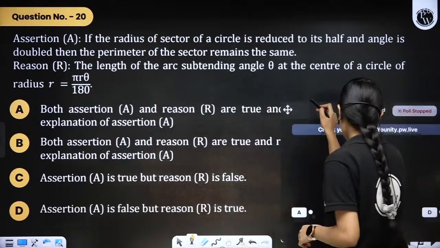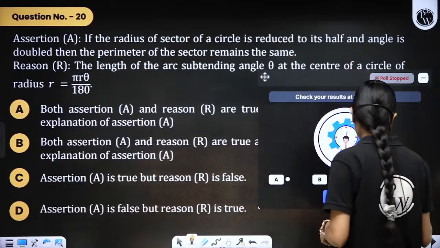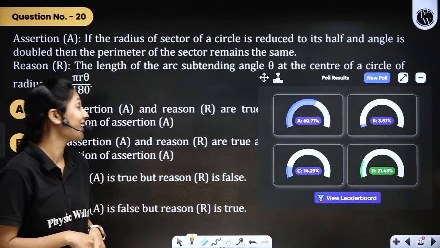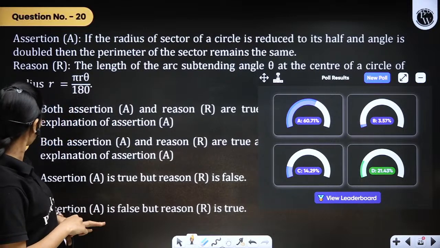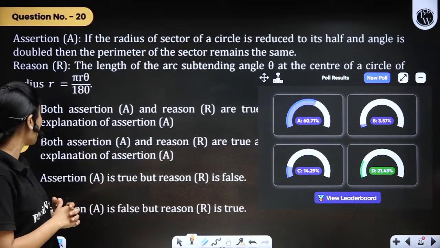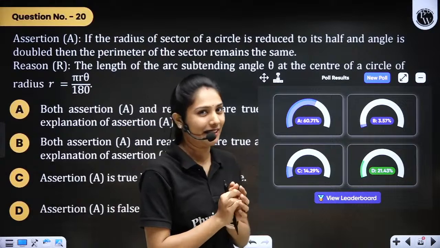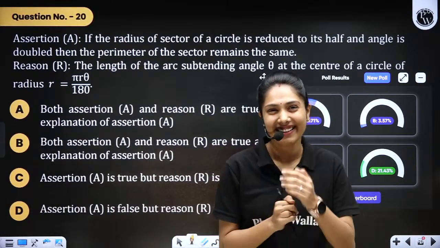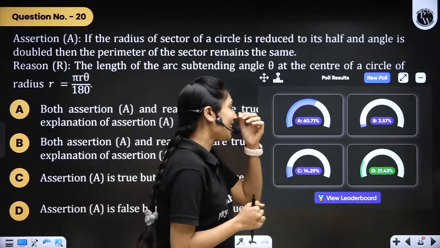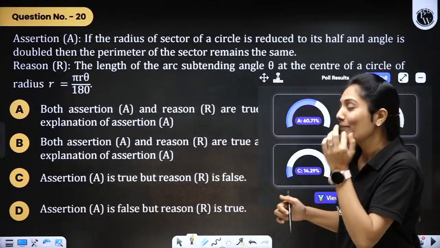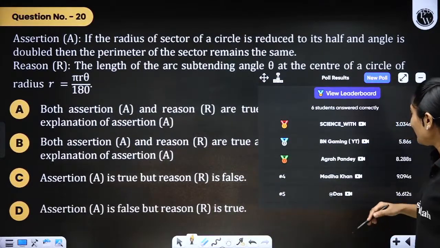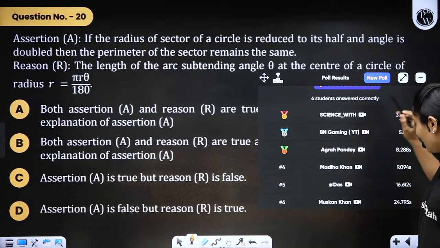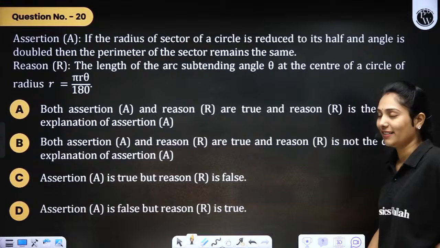And the correct answer is option number D. And again only 21%. The rest are on option number A. Maximum of you have chosen option number A. Too bad. So option number D is the correct one, beta. Very good, Science, Gaming, Agraha, Madiha, Das and Muskan. Very good, beta.